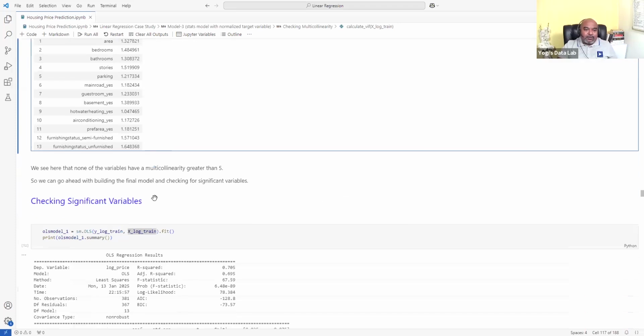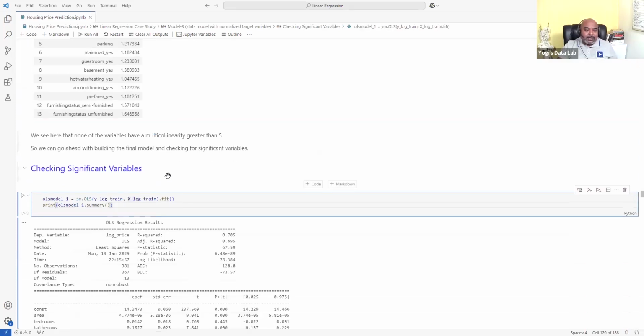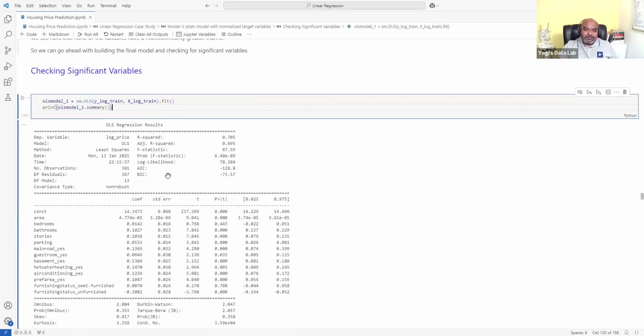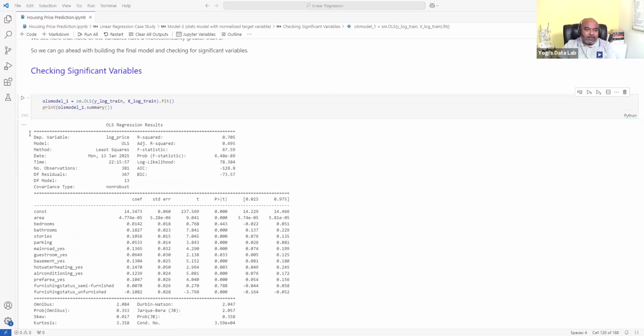Well, good. No multicollinear variable, so I'll go ahead and do the significance test. Now, what is a significance test? In a significance test, as I told you a few minutes back, we look at the p-value. We remove any variable whose p-value is greater than 0.05. Now the question is, why do I do this?